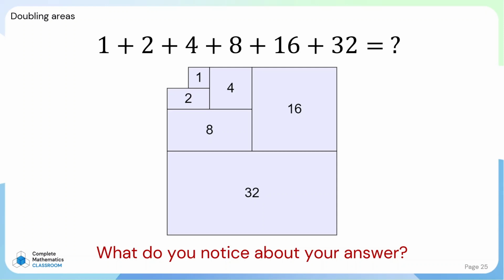Consider the doubling sequence that starts with 1 and then doubles each time, so you get 1, 2, 4, 8, 16, 32, and so on. What happens if you add up all the numbers in that sequence? And what do you notice about your answer?